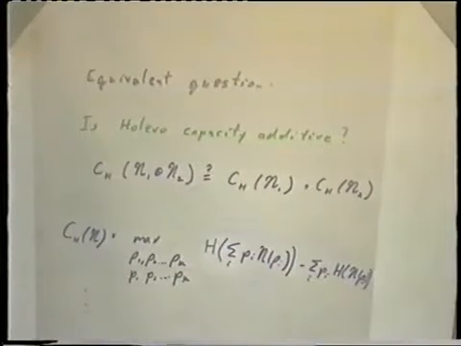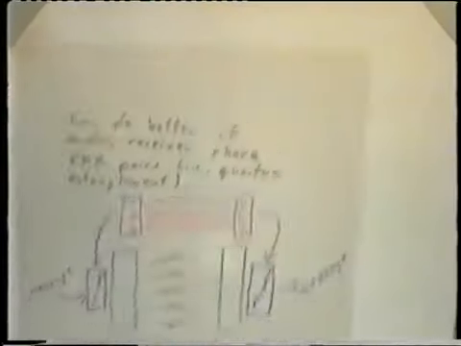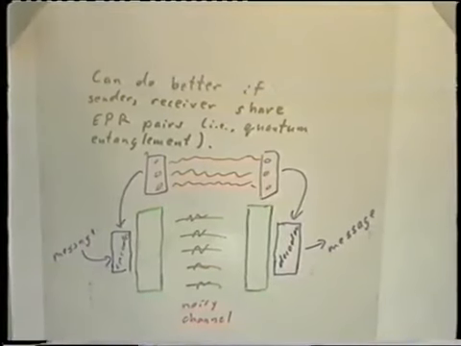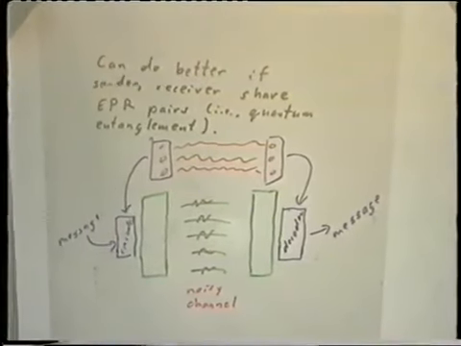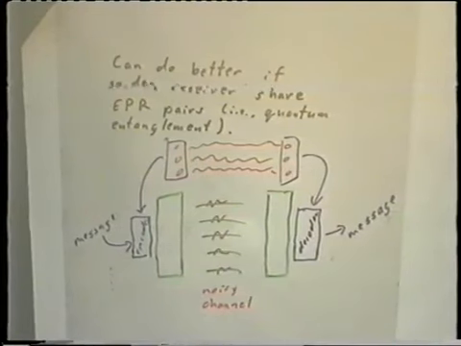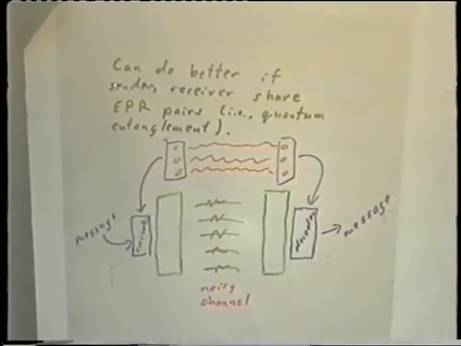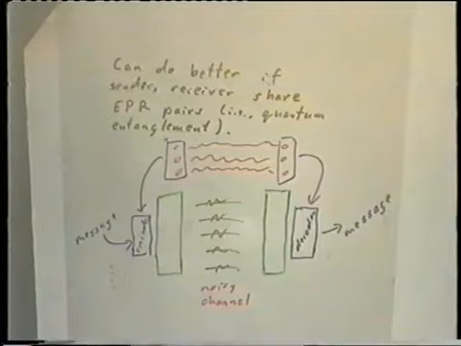And I guess I'm running out of time faster than I thought I would. But one thing I want to show, recently proved with John Smolin and Charlie Bennett at IBM, is that you can do even better than Holevo capacity if both the sender and receiver have access to entangled quantum states, EPR pairs. And in that case, we actually know the answer.